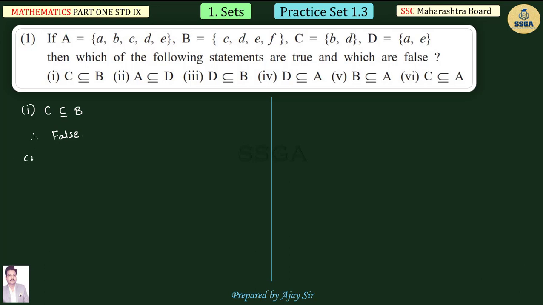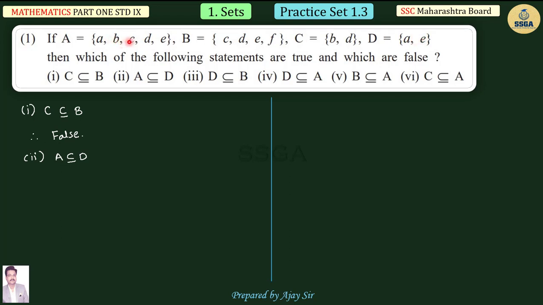Now second, A subset D. A is a set of a, b, c, d, e. D is a set of a and e. So therefore all these elements should be present in A. Then we say that it is a subset.